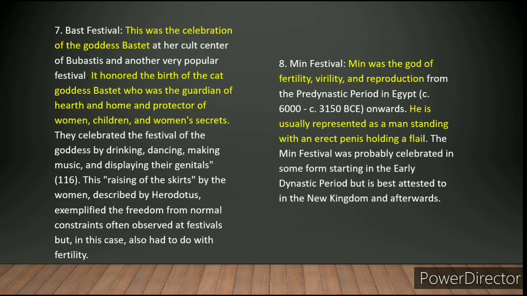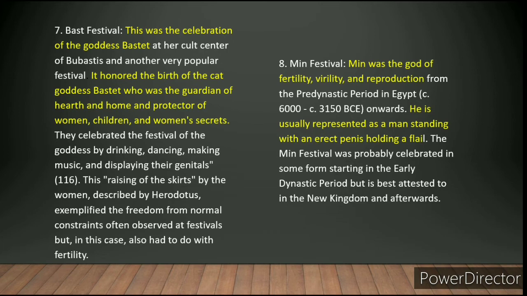Egyptologist Geraldine Finch, citing Herodotus, claims, "Women were freed from all constraints during the annual festival of Bubastis. They celebrated the festival of the goddess by drinking, dancing, making music, and displaying their genitals. This raising of the skirts by the woman, described by Herodotus, exemplified the freedom from normal constraints often observed at festivals, but, in this case, also had to do with fertility."